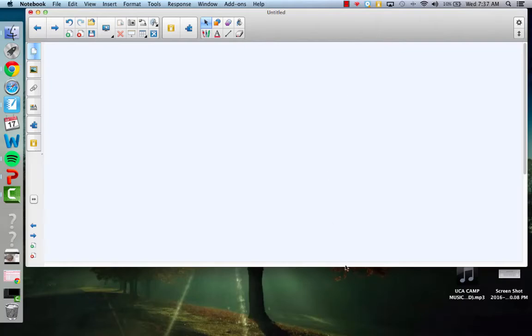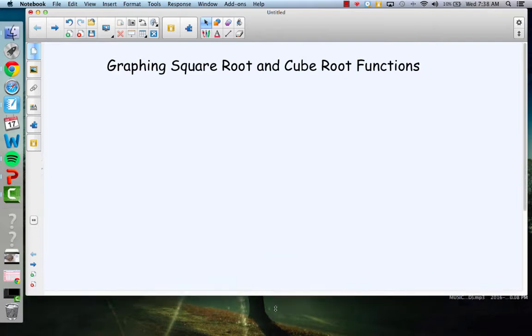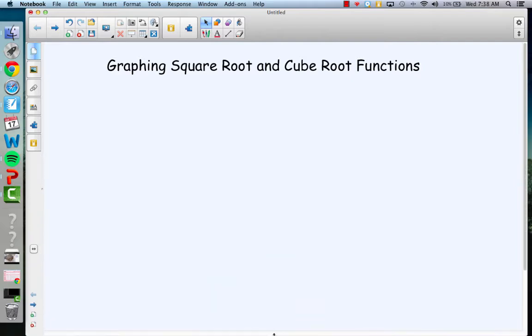Hey everybody, we're going to talk about two different functions today. We're going to talk about our square root functions, and then we're also going to talk about our cube root functions and basically how we graph them. We're going to talk about the most simple graphs first, and then how we can shift them, stretch them, translate them, and all that to get variations of these basic graphs.